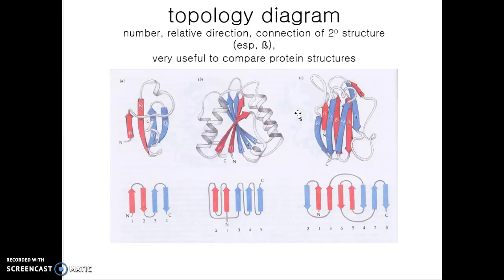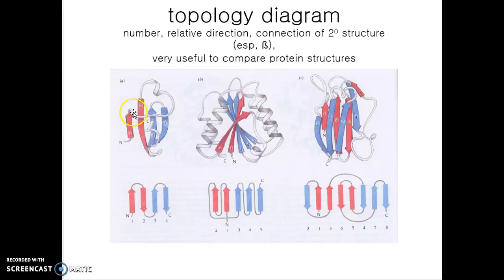One such drawing is called a topology diagram. Here you can see the number, relative direction and connectivity of secondary structures, mostly for the beta pleated sheet. This is very useful to compare different protein structures.